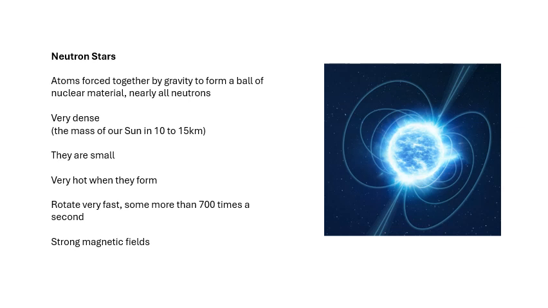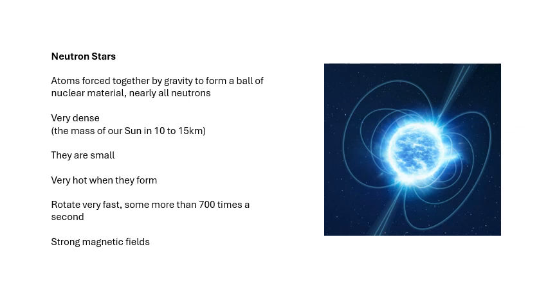They are very dense. We're talking like if our sun was 10 to 15 kilometers in diameter, that's the density of a neutron star. So they're much, much smaller. They are very hot when they form. They rotate, spin around very fast.